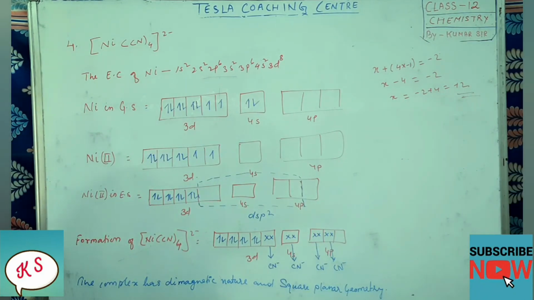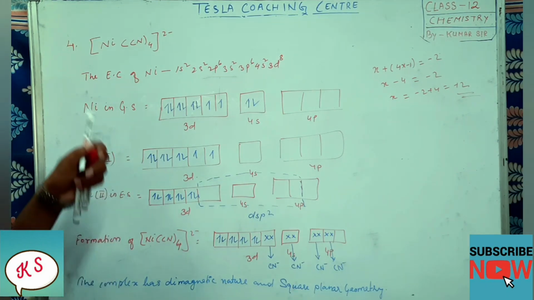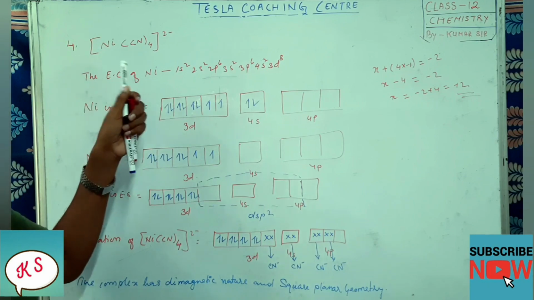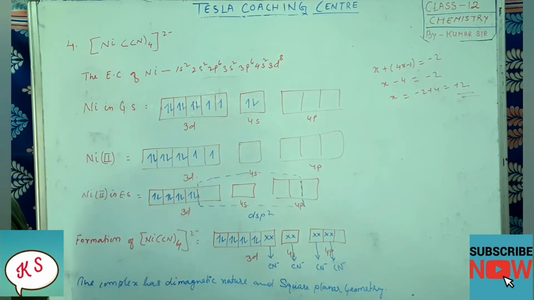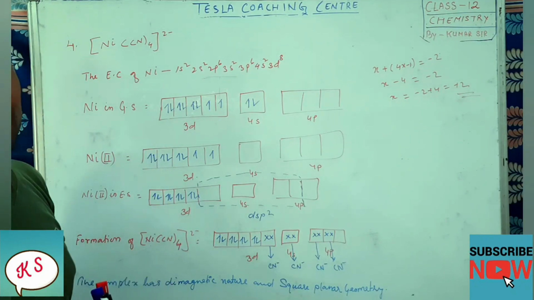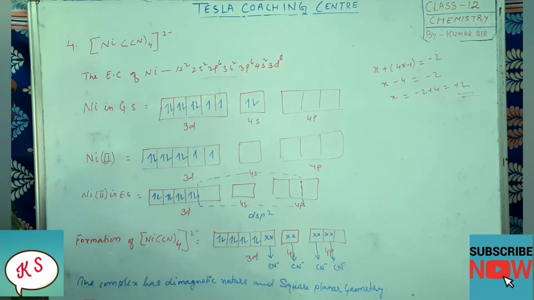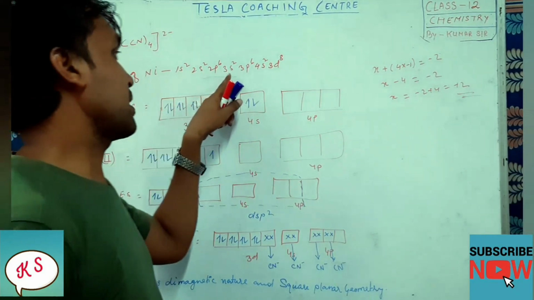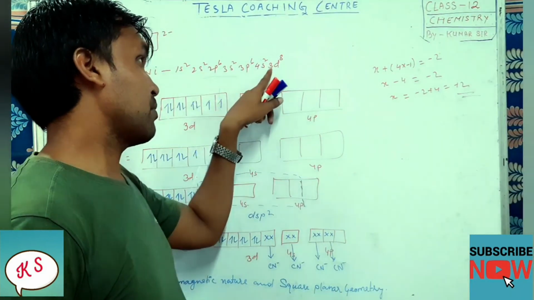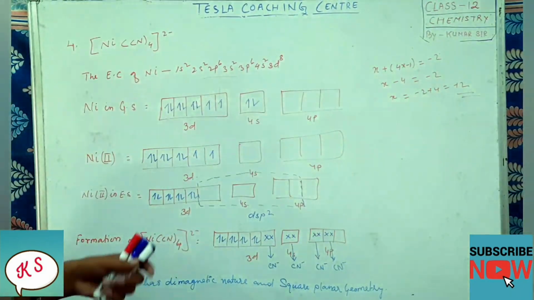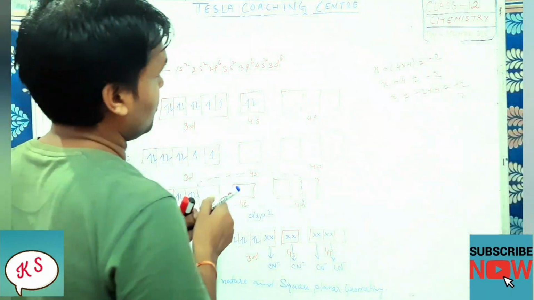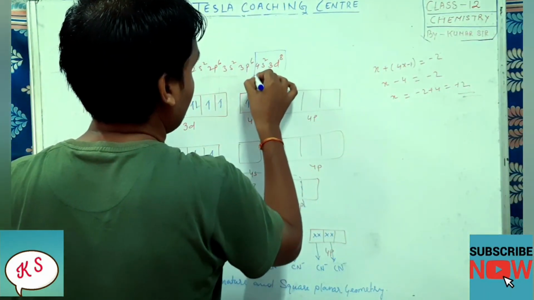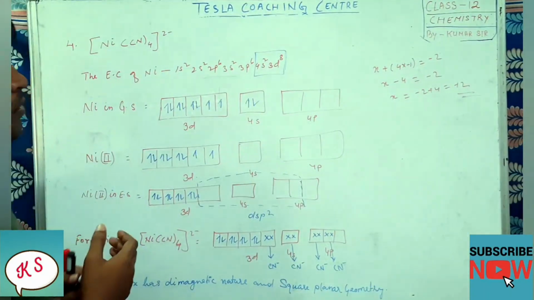Okay students, so we are back with question number 4. Our earlier coordination number was 6, here the coordination number is 4. This is the second type. In coordination number 4, almost all of them will undergo the excited state. So here we are writing the electronic configuration of Ni: 1s2, 2s2, 2p6, 3s2, 3p6, 4s2 and 3d8. Here we are going to consider only the outermost ones, others we are not going to consider.